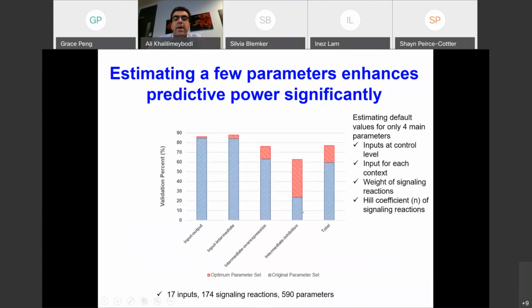By using parameter estimation to estimate the values of only four main parameters of our model, we greatly enhance the predictive power of our model for the next steps. And as you can see, for the intermediate inhibition, we have a great increase in the validation percent by just estimating four parameters of our model.